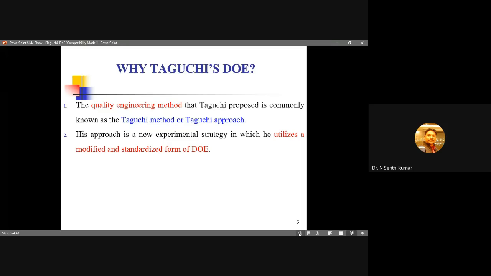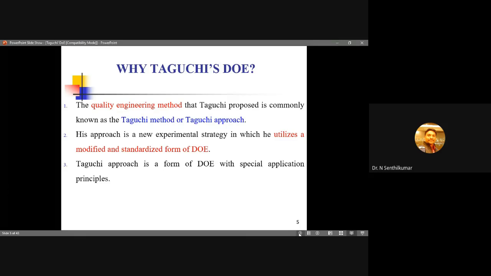Right? By adopting Latin squares, we'll see that in the coming slides. He adopted the Latin square design and formulated a standardized form of experimental design in which all the combinations are available. What are the combinations? Say I have three parameters, X, Y, and Z. First I change only one parameter, then two parameters simultaneously, then three parameters simultaneously. That is called the combinatory effect, or we can also call it the interaction effect. These kinds of interaction effects can also be studied using this DOE technique.